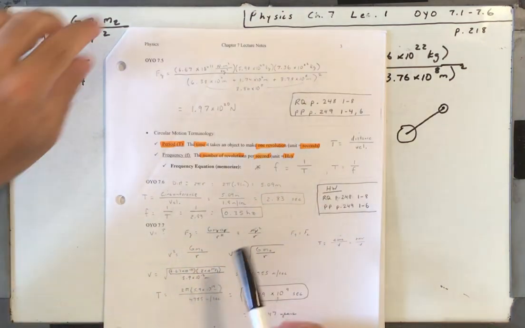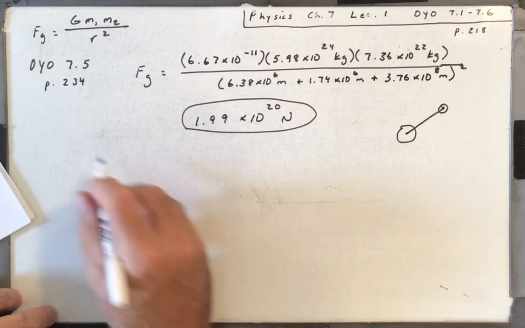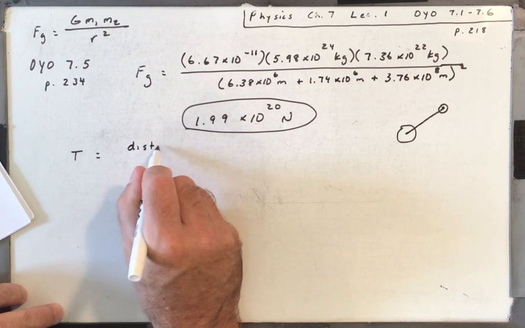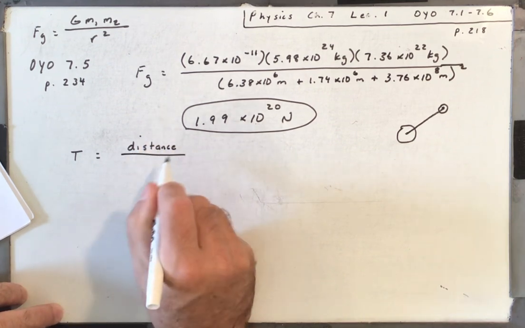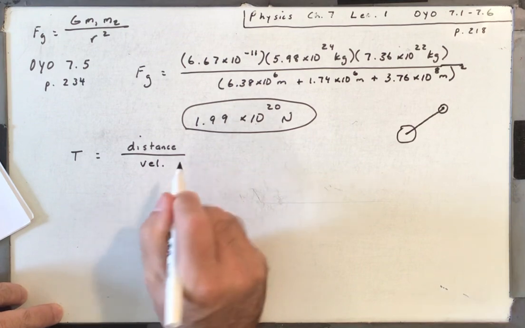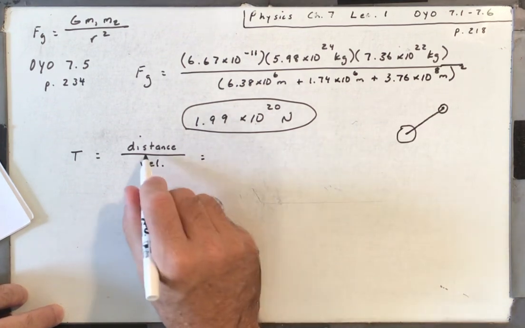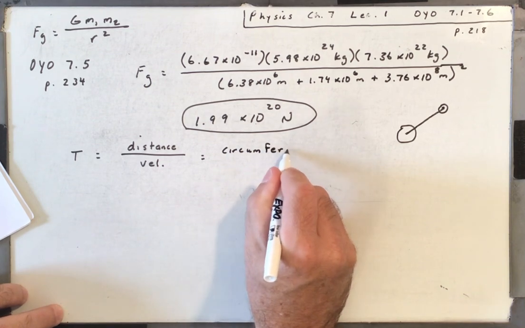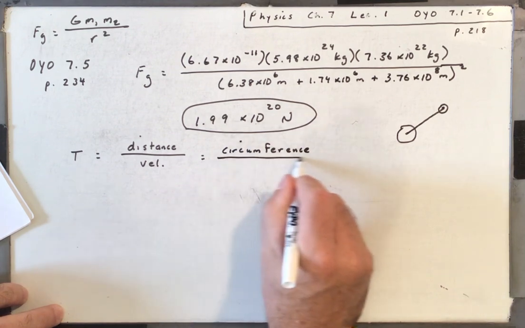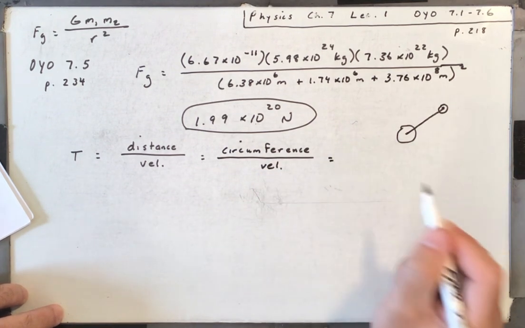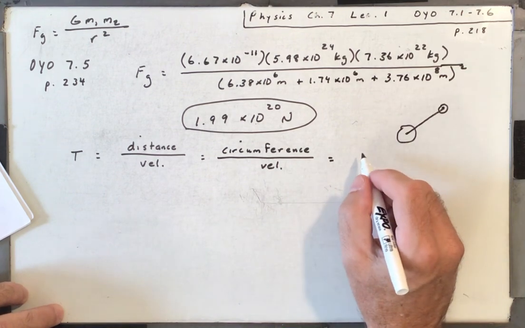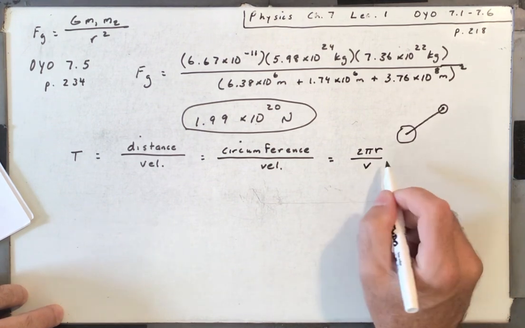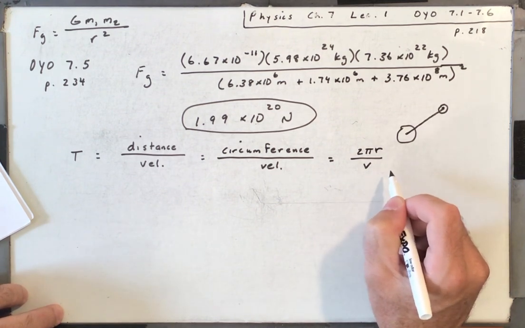All right, so equation here, we have period. In circular motion, it's just the distance over the velocity. You need to remember that. Distance over velocity. Well, what's the distance around the circle? It's the circumference, over the velocity. Circumference is distance. What's the equation for circumference? Please don't tell me pi r squared. It's 2 pi r over v. So that's the equation for period with a circle.